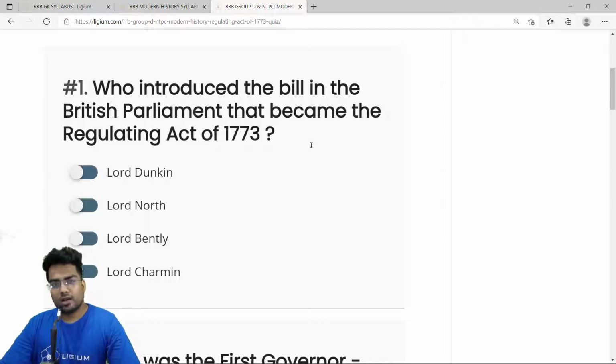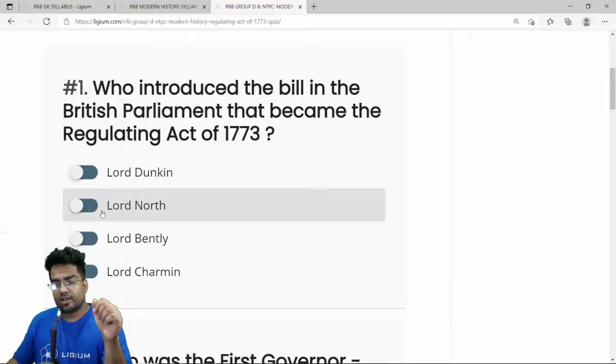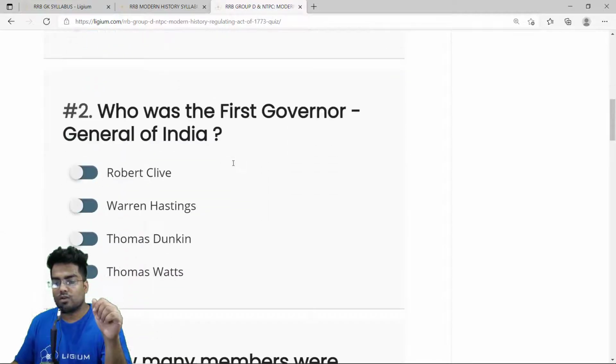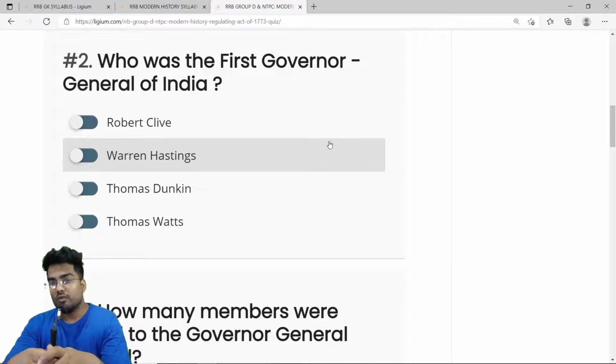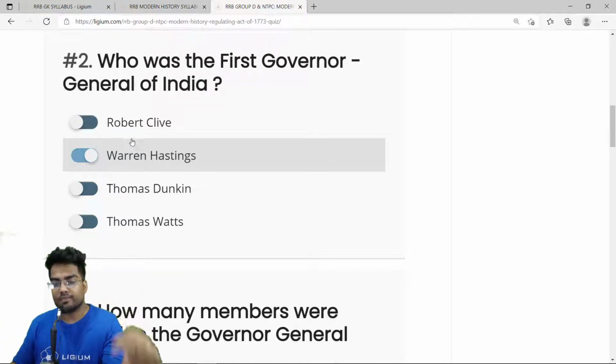And Lord North, the British Prime Minister, decided that this was the perfect time to control East India Company. And he presented this bill. Okay, so it was Lord North. So the correct answer is Lord North. Who was the first Governor General of India? The first Governor General of India was Warren Hastings. The correct answer is option B, Warren Hastings.